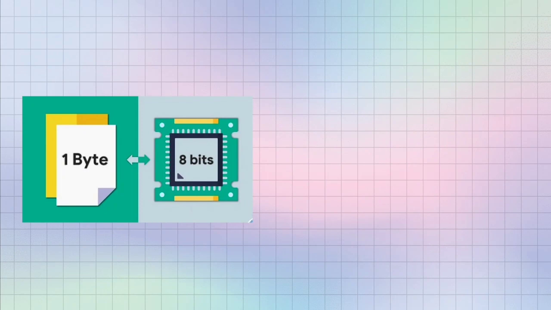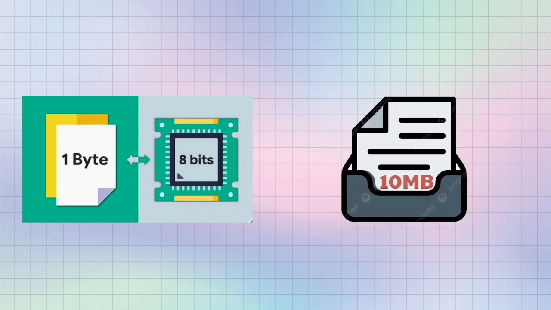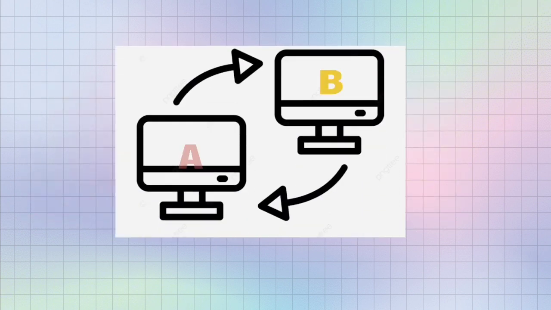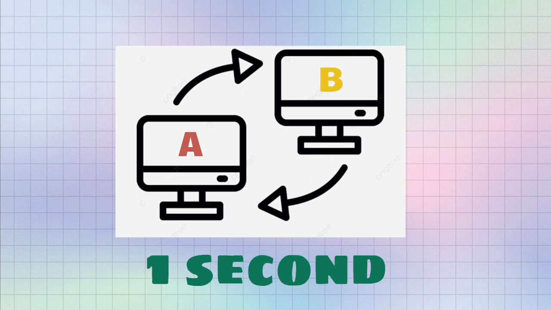We have 1 byte equals 8 bits, so a file with a capacity of 10 megabytes takes only 1 second to transfer from machine A to machine B. We will see the transmission from machine A to machine B has a speed of 80 megabits per second.